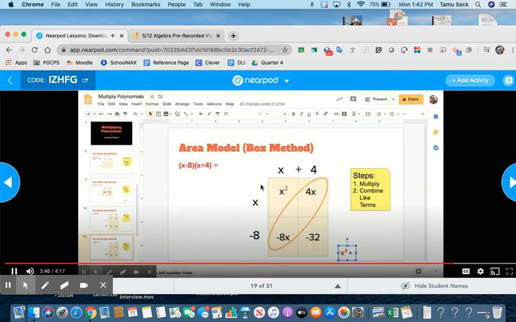First thing we do, we're going to write down our answer, and we're going to start with x squared. Now we're going to look at the 4x and the minus 8x. We're going to look at the coefficients and combine those. Negative 8 and 4, if we combine those, we get minus 4, and we keep the same variable, and the constant is minus 32. And that's our answer. Thank you.